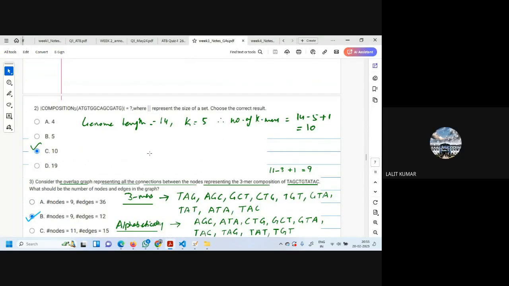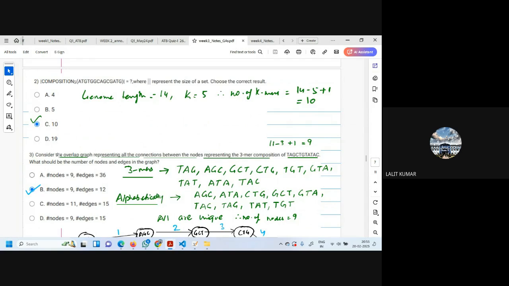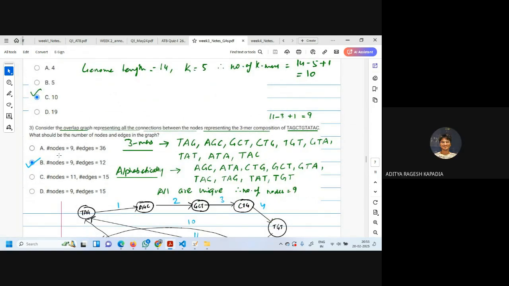Okay, composition 5, ATGT is something where this represents the size of a set. So choose the correct result. So this again, we have to use the formula n minus k plus 1. So n here is 1, 2, 3, 4, 5, 6, 7, 8, 9, 10, 11, 12, 13, 14. 14 minus 5 is equal to 9. 9 plus 1 is equal to 10. So straight away we can get the answer. Is that okay?